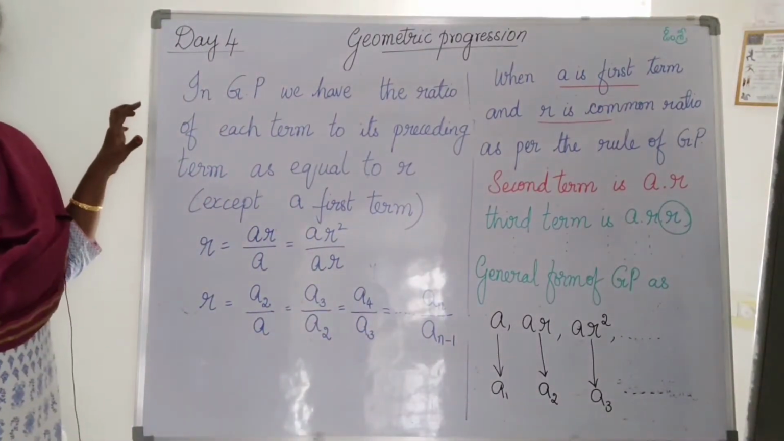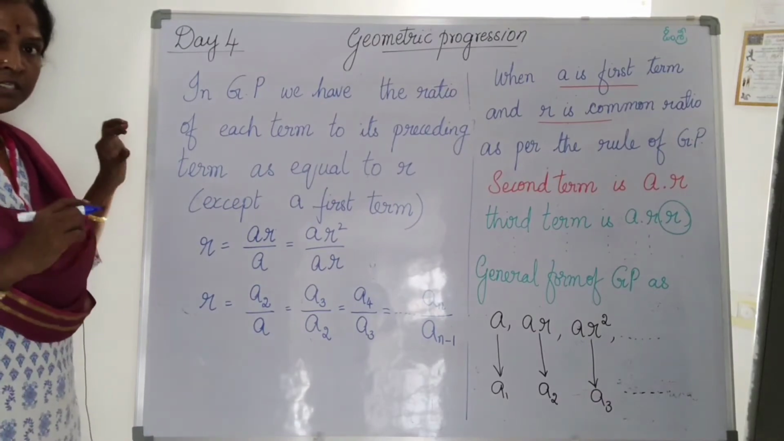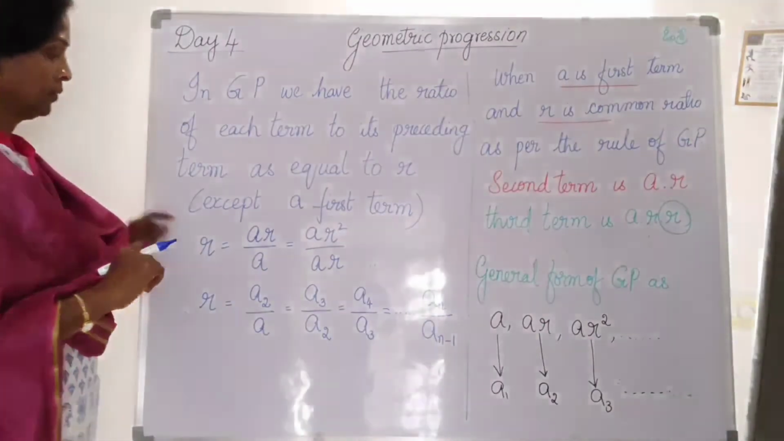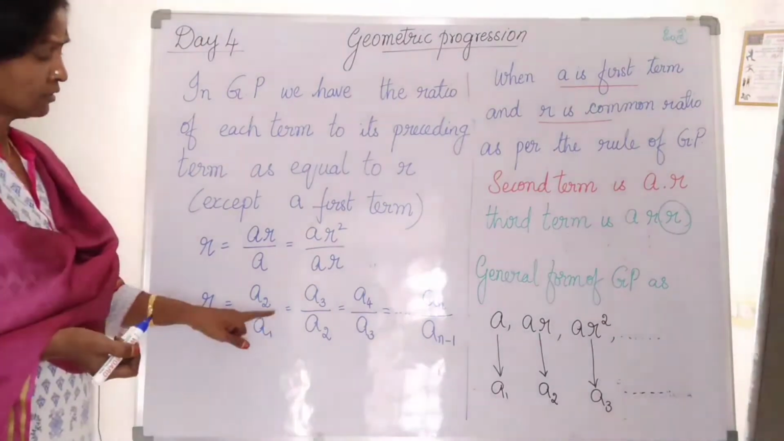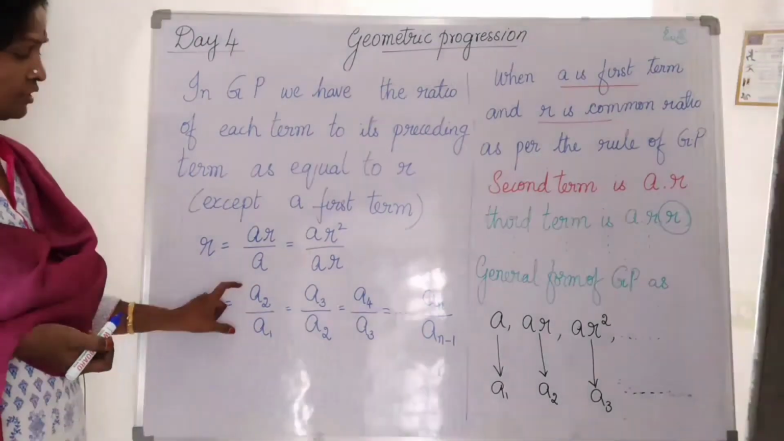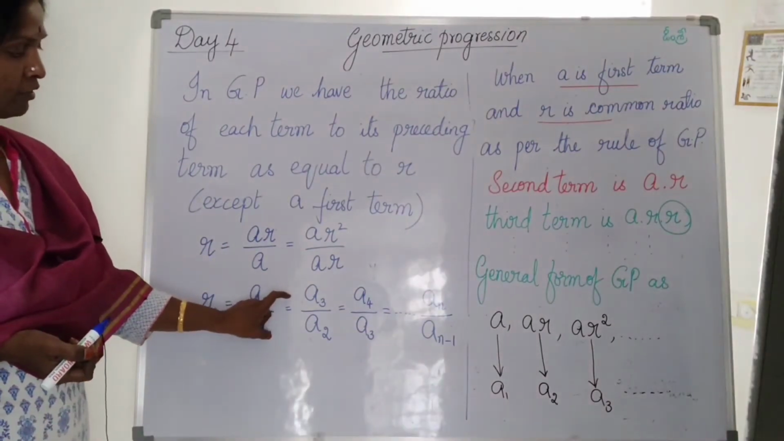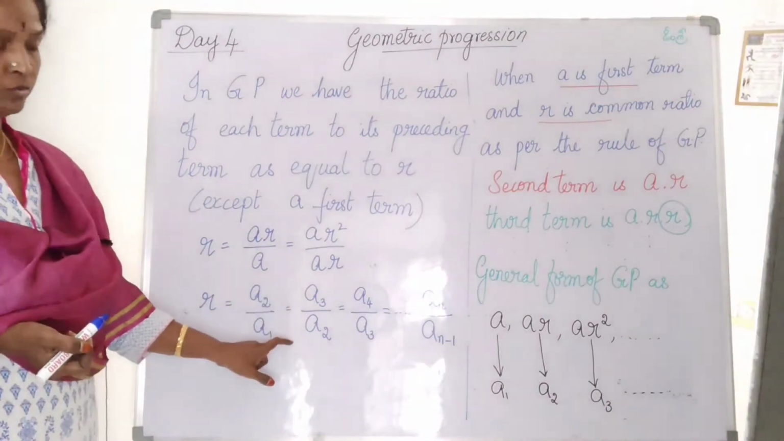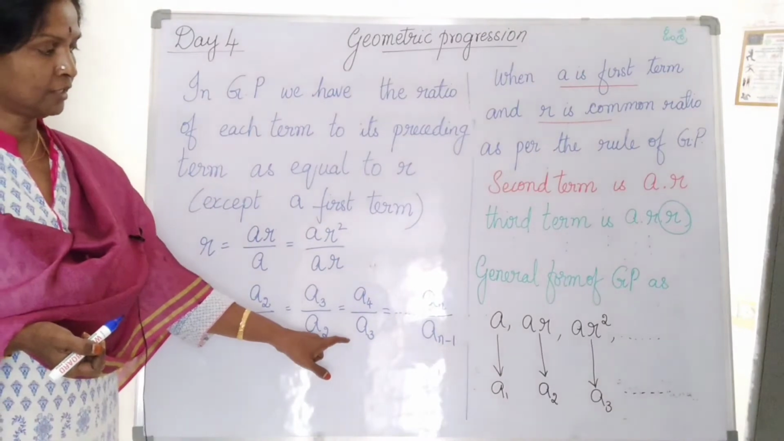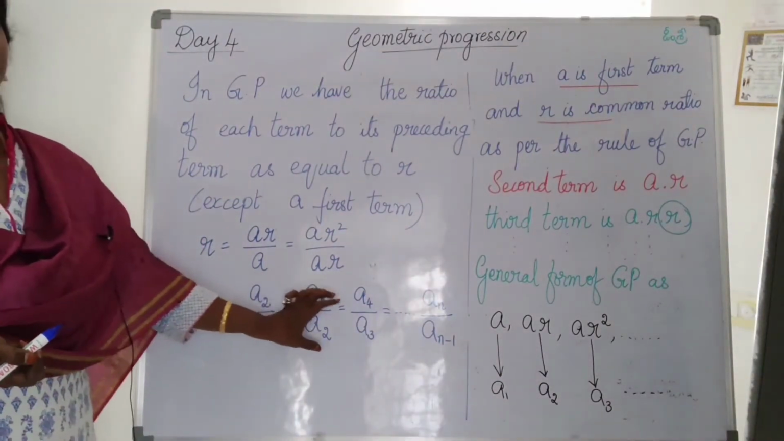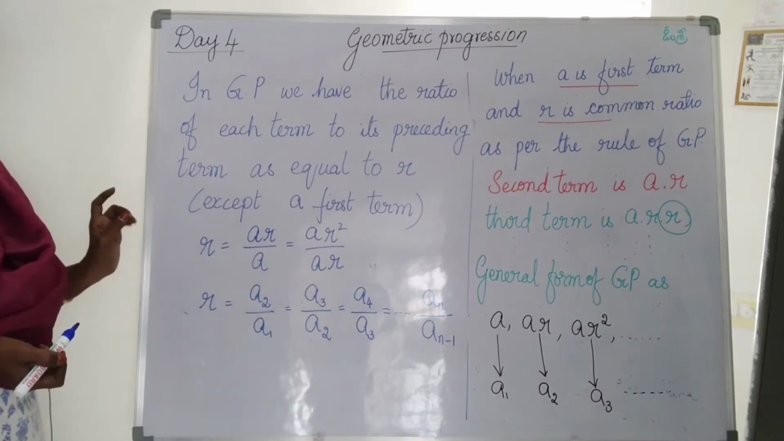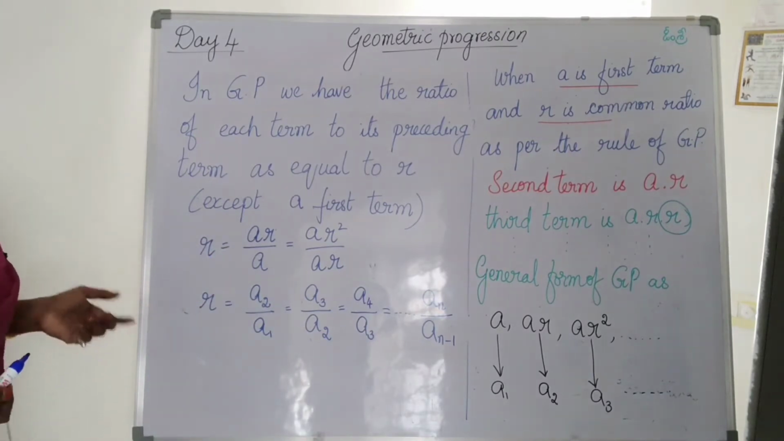So if the given list is in GP, then the ratio of the second term to the first term will be equal to A3 by A2, A4 by A3, and so on. Using this formula you can check whether the given list is in GP or not.